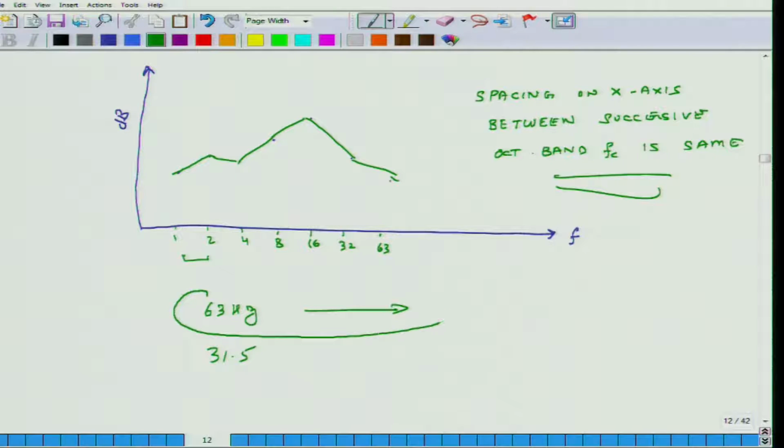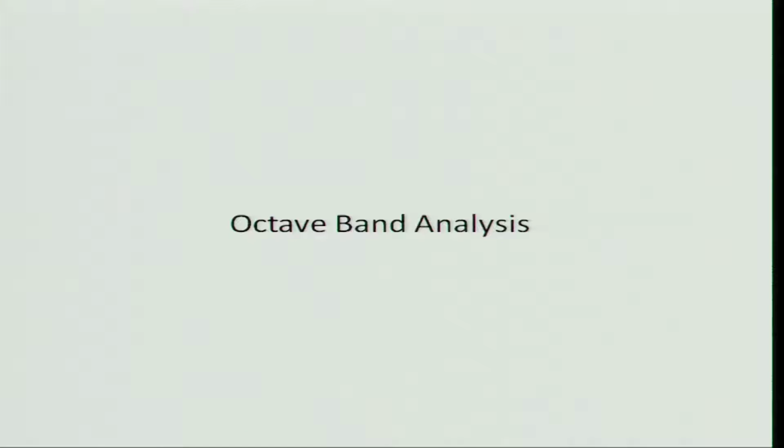Most of the times we are worried from 63 Hertz and upwards. Okay? So this is the other thing. So understood? So this is what octave bands are.